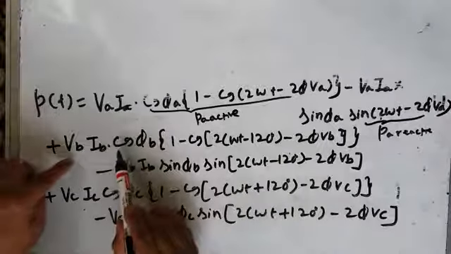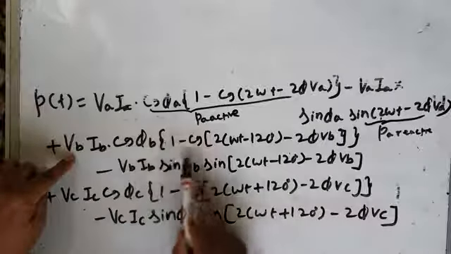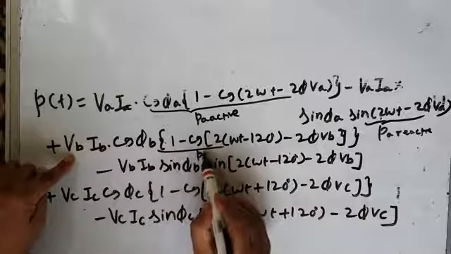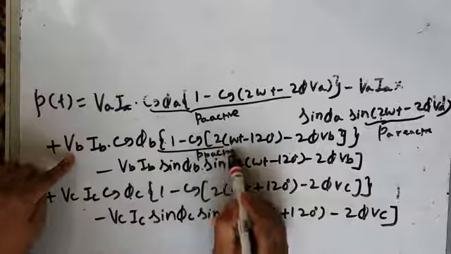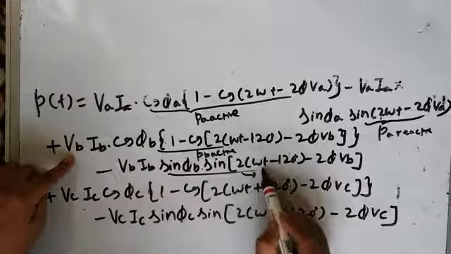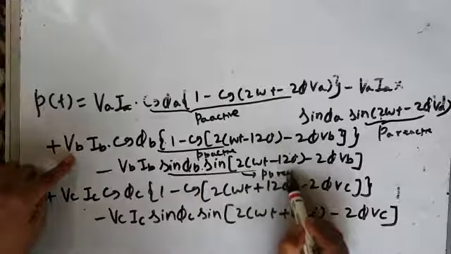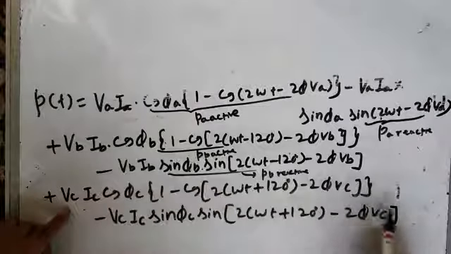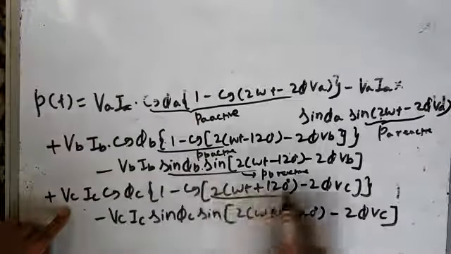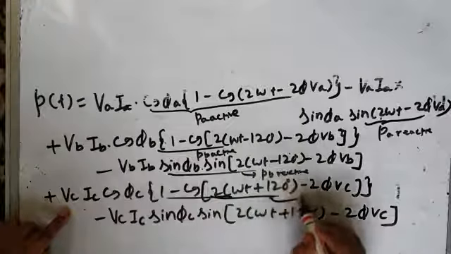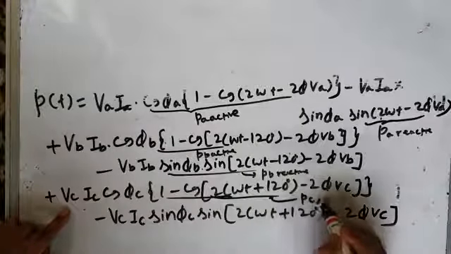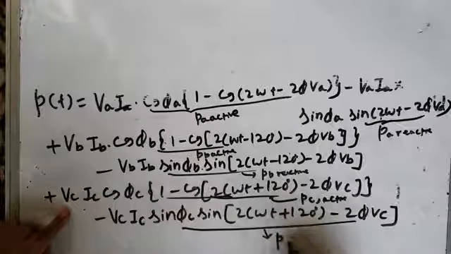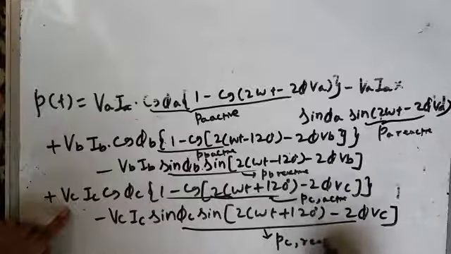Similarly, in phase B, these are the two terms representing instantaneous power. This whole term is active power, PB active, and this whole term is reactive power, PB reactive. And similarly, the power in phase C is given by these two terms. The first term represents instantaneous active power, PC active, and this second term represents instantaneous reactive power in phase C, PC reactive.